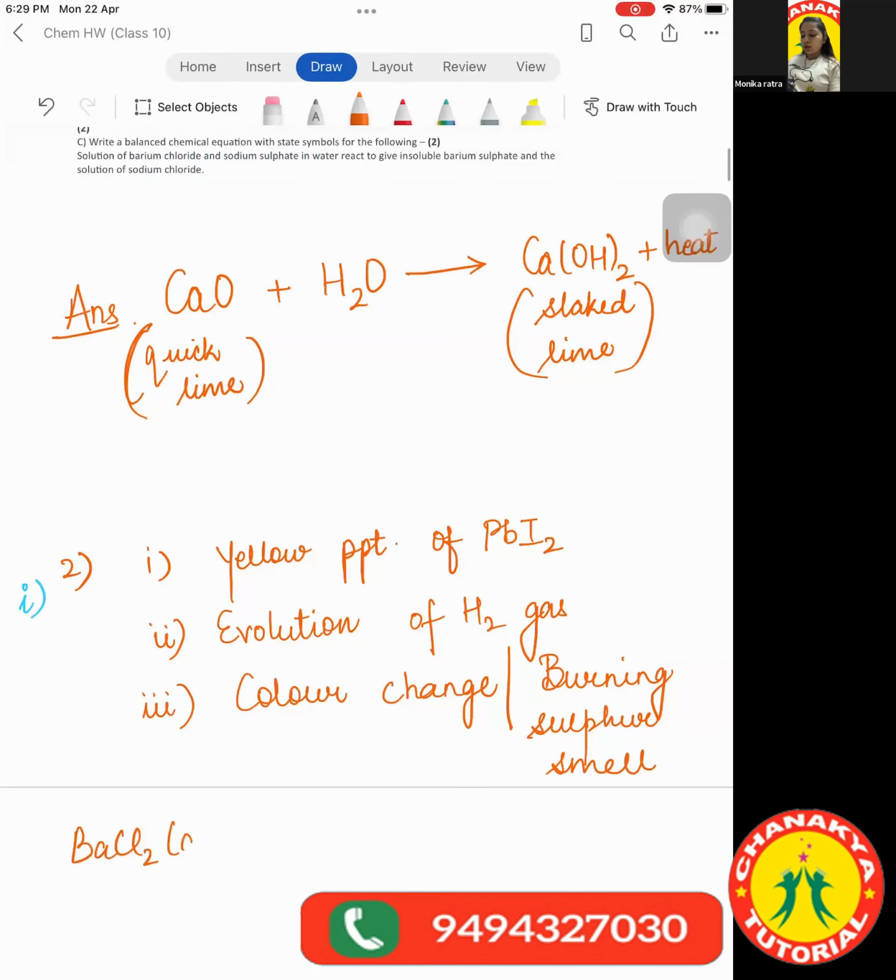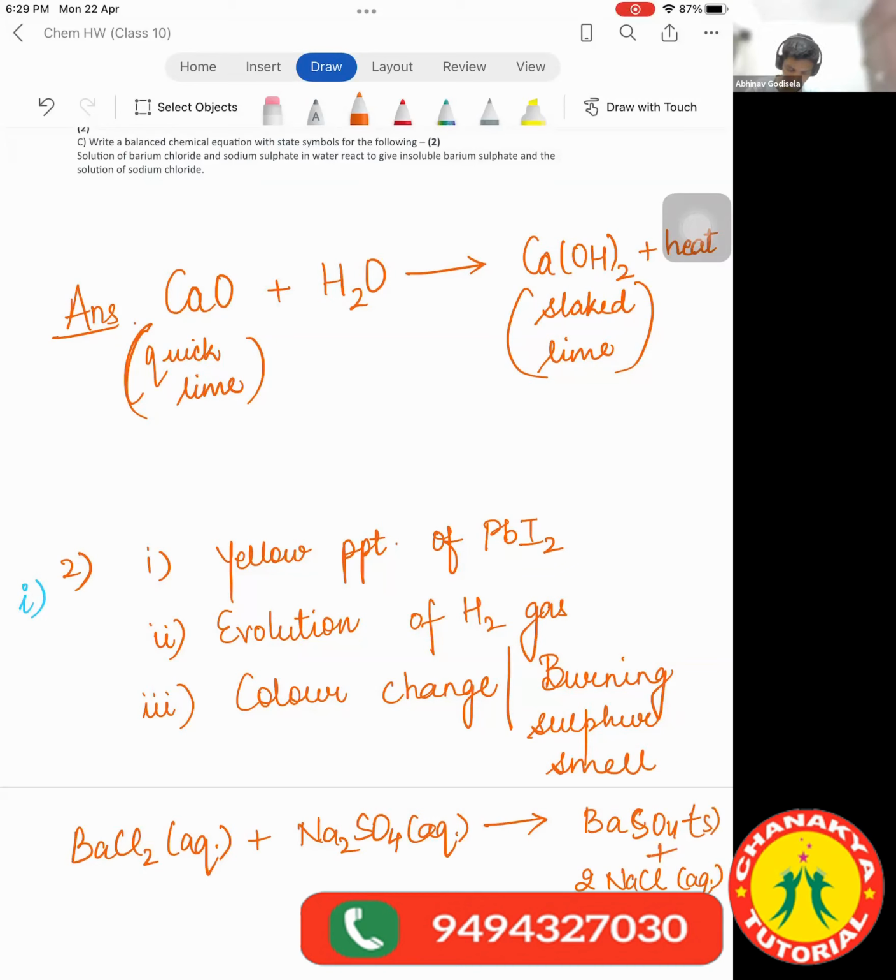BaCl2 in the bracket, you have to write aqueous, plus Na2SO4 aqueous. This gives us BaSO4 plus 2NaCl. This is aqueous and this is solid. Well, how many marks are cut for the aqueous and solid? 1 mark for the mentioned reaction and 1 mark for not writing the state symbols.